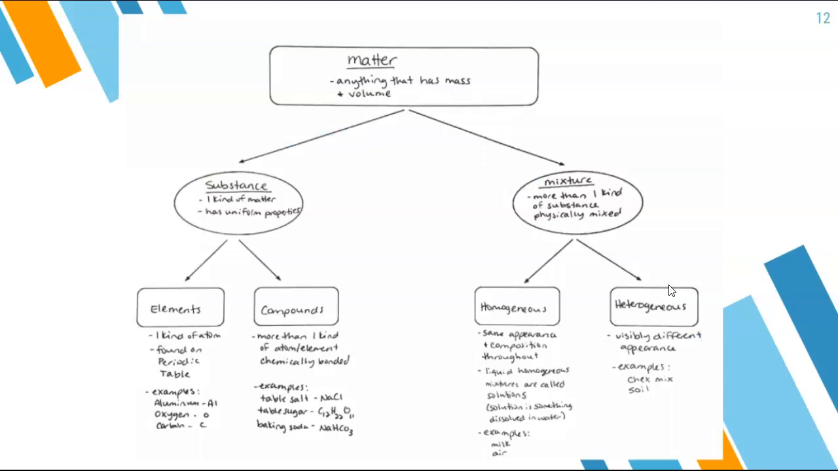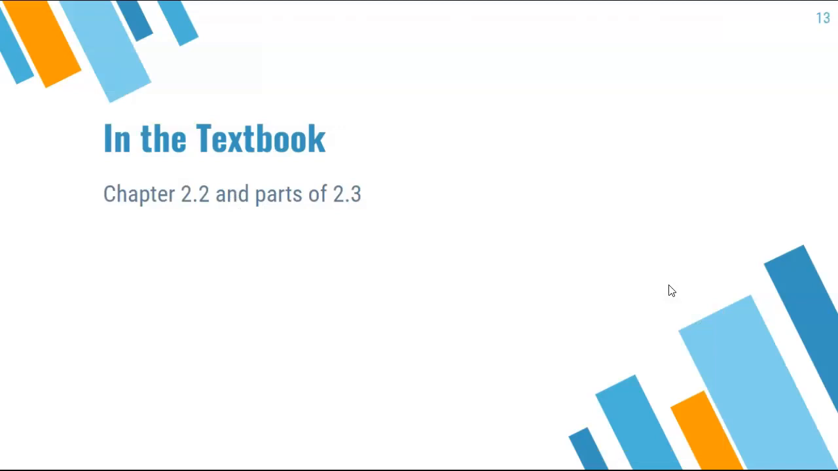Here I think is a nice graphic that can help you mentally organize these things if you work better with visuals. This is something that I've done in the past. It just helps me organize it in my brain. So if this helps you, jot it down, great. If it doesn't, then don't worry about it. If you're wanting to read more about this in your book, this is in chapter 2.2 and parts of 2.3.